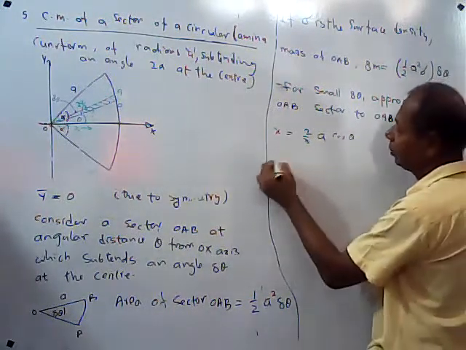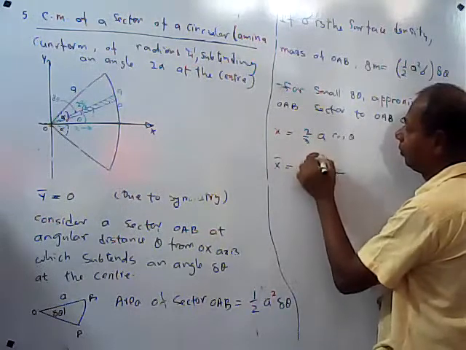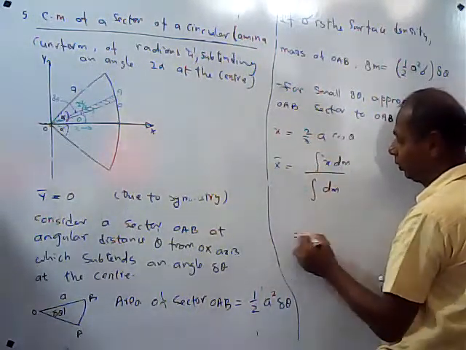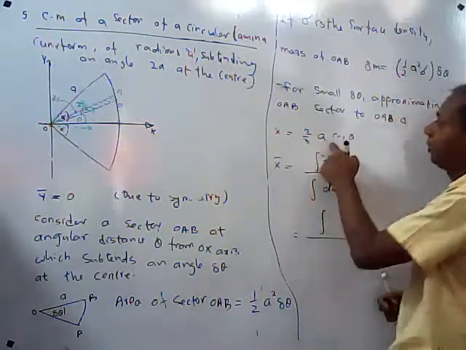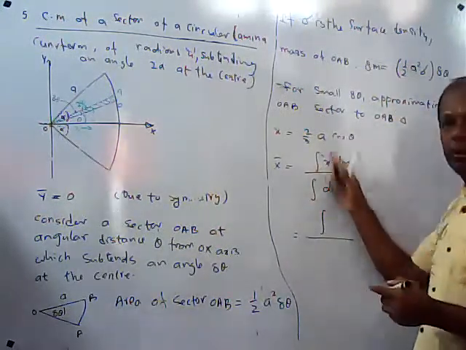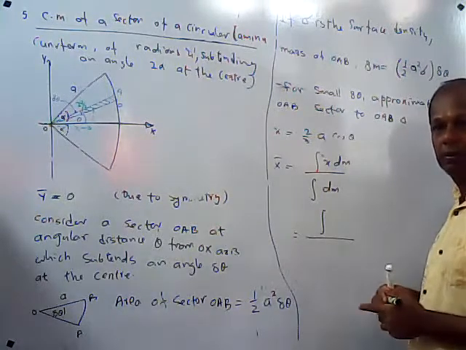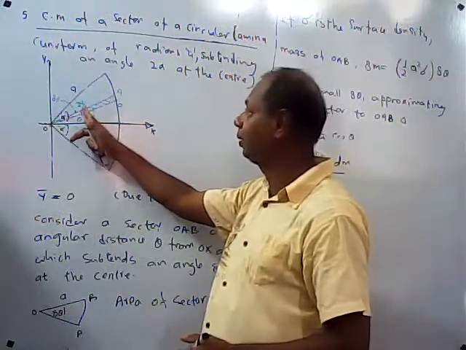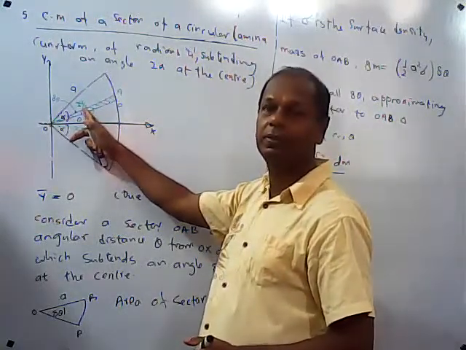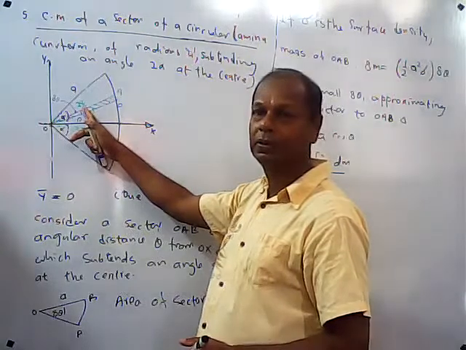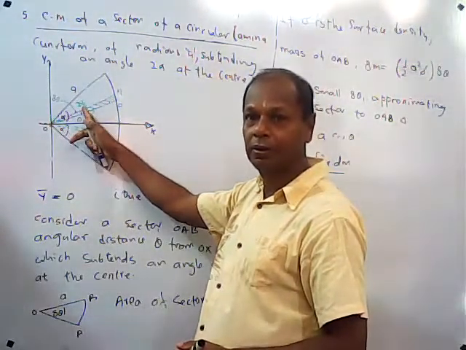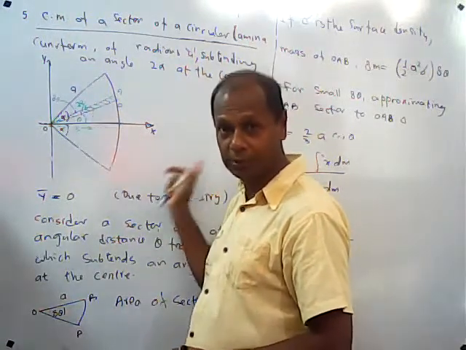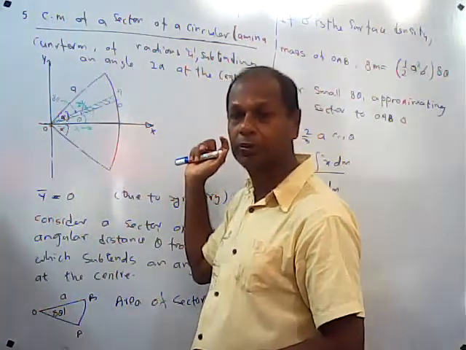Then the definition: x bar equals integral of x dm over integral of dm. X is this. Here we are using that the center of mass of a triangle lies at 2/3 a distance on any median, without proof, right? At the end we will make a proof for that.